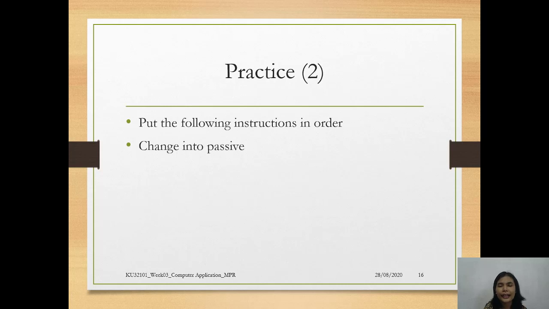Now for the second practice, it's going to be a little bit different because there will be instructions in the following slide. First of all, I want you to put the instructions in order, and then after that, I want you to change the instructions or the pattern into the passive voice. Have a look at the next slide.